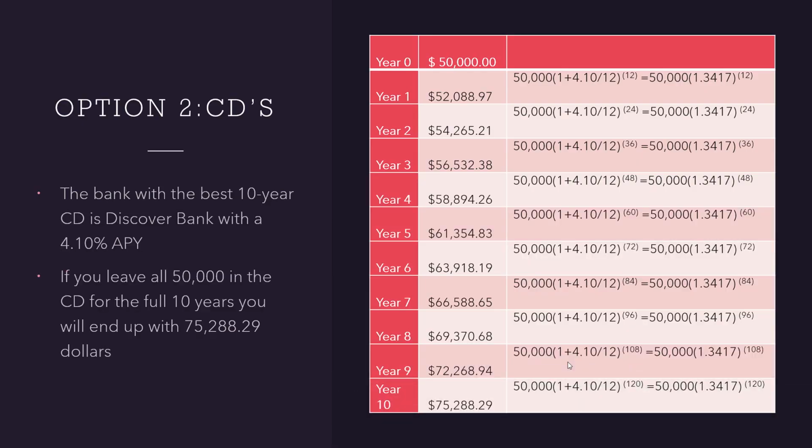Option two is CDs. The bank with the best 10-year CD is Discovery Bank with a 4.10% APY. If you leave all 50,000 in the CD for the full 10 years to its maturity date, you will end up with $75,288.29. As you can see on the right, I have all my calculations on how I got to that.